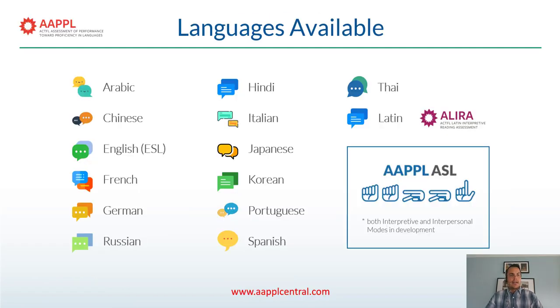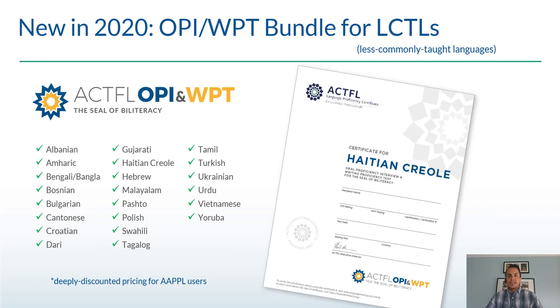A quick look at the languages in which the AAPPL is currently available. There are 13 languages available for the AAPPL. There's also the LIRA, which is a Latin reading proficiency assessment. Looking quickly at the Seal of Biliteracy, that will be our last topic for today.